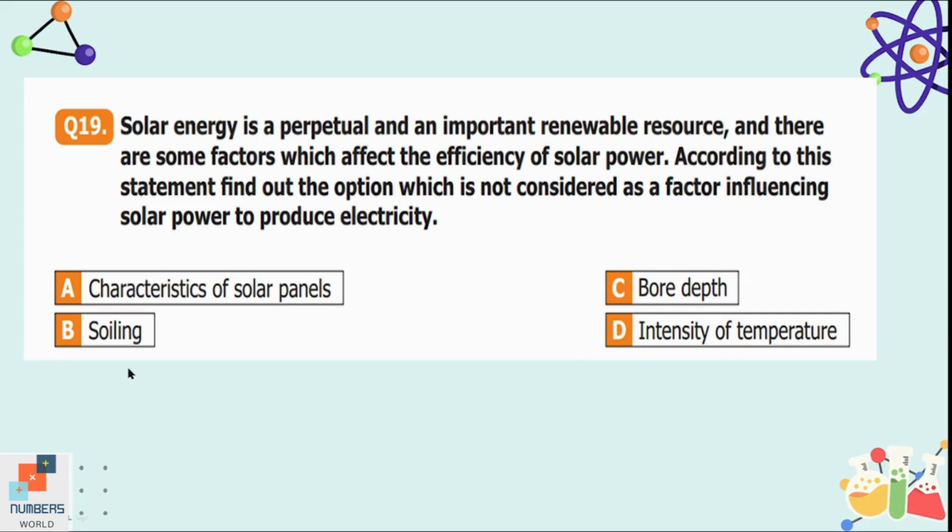If we talk about soiling, the accumulation of dirt, dust, or other particles can affect the efficiency of a solar power system. Soiling reduces the amount of sunlight reaching the solar panel, which in return decreases the amount of electricity generated. Now, bore depth does not affect the efficiency of solar panels directly. Instead, factors such as angle and orientation of solar panels, shading, and local weather conditions are more influential in determining the efficiency of the solar system. So, option C is the correct option here.